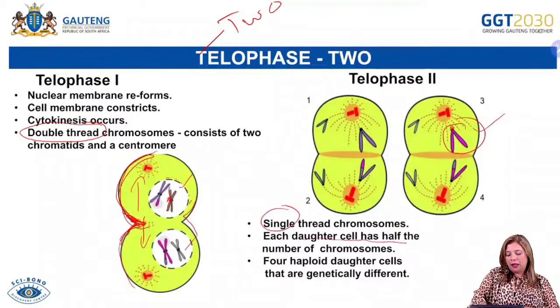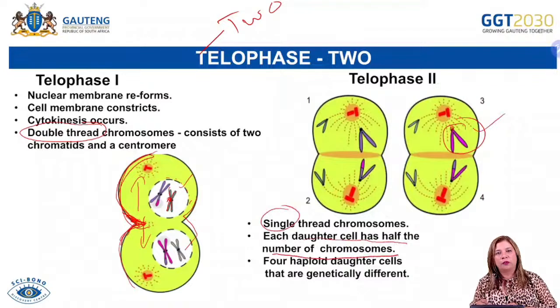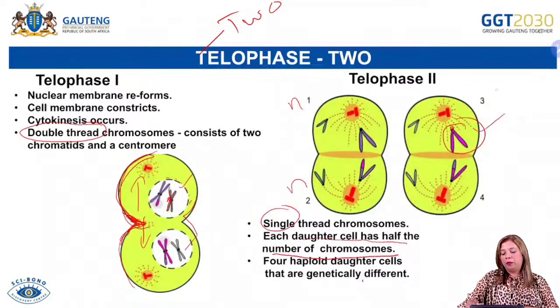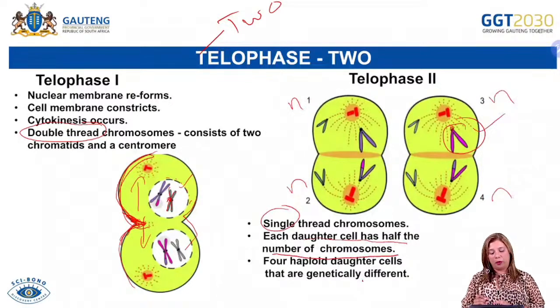Each daughter cell has half the number of chromosomes. Why? Because cytokinesis has occurred. And 4 haploid daughter cells are genetically different. So here we're going to have, there's the first one, it's going to be haploid. The second one is going to be haploid. Number 3 is going to be haploid. And number 4 is going to be haploid. There's a visible distinction between the 4 haploid daughter cells that are formed.